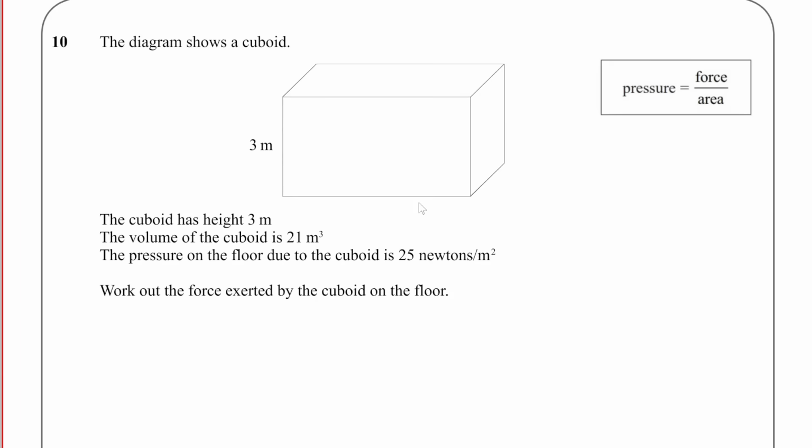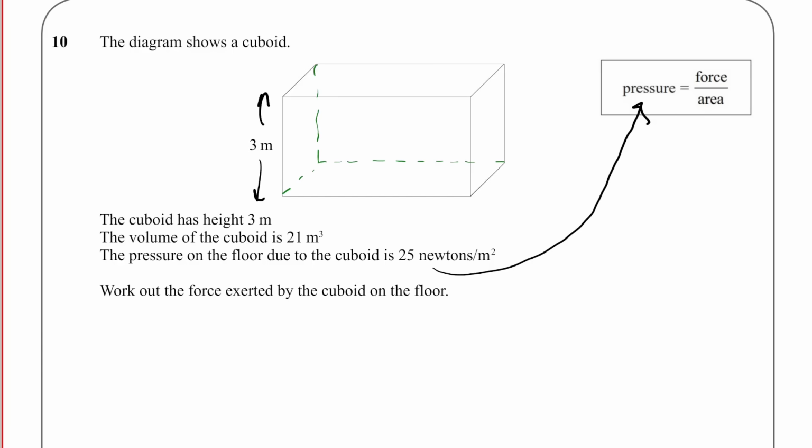Question 10. The diagram shows a cuboid. The cuboid has a height of 3 meters. Its volume is 21 meters cubed. And then we're told pressure is 25. Work out the force. So we don't know the area. The area of the base is what we need for the pressure calculation.